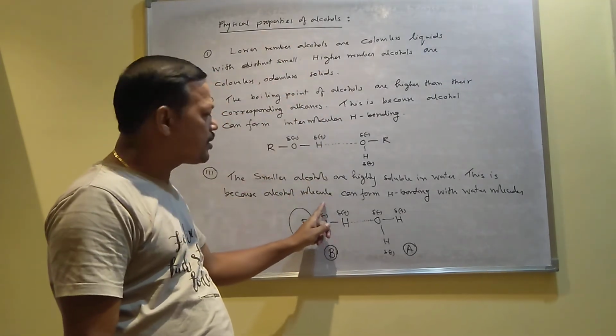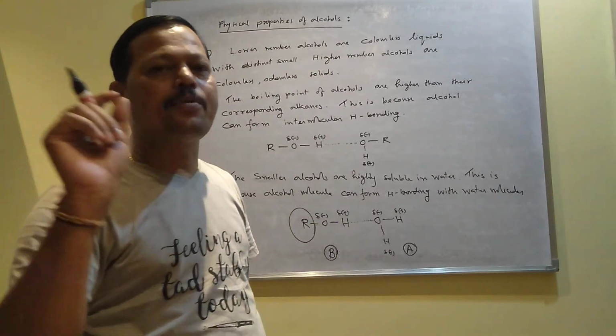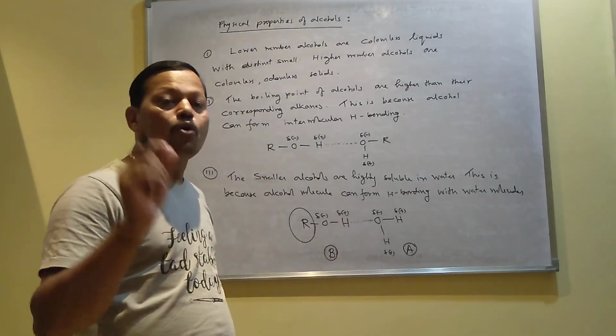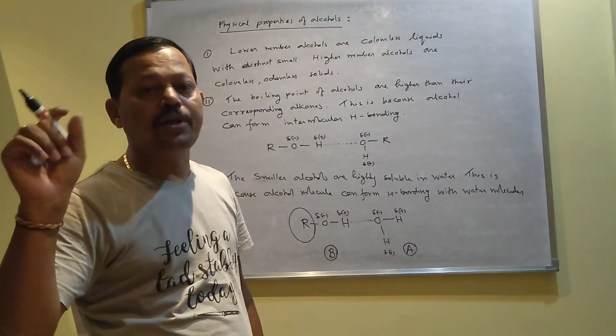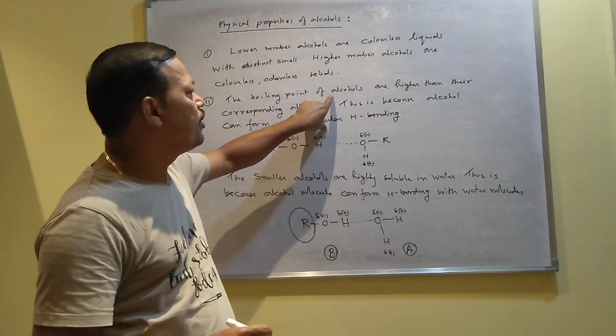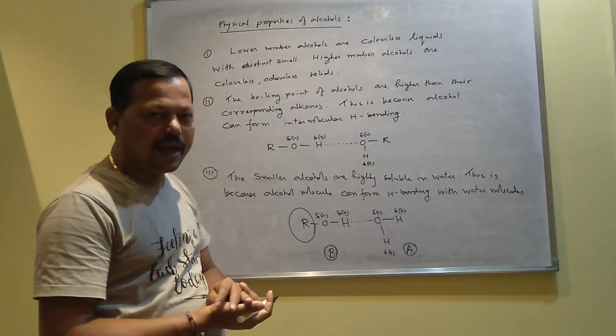Here one question asks, lower member alcohols are soluble in water but higher member alcohols are insoluble. Explain. You have to explain like this way. Why do alcohols have higher boiling point than their corresponding alkanes? You have to explain like this way. I mean the second point. So this type of reasoning question may be asked in your exam.